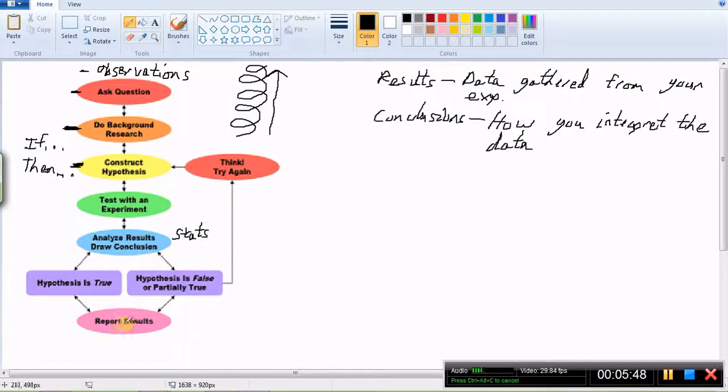And then if we were a real scientist, we'd report our results. We would write a paper on it, and maybe publish it in a scientific journal. For students, that basically means writing a lab report, which would be reporting your results.